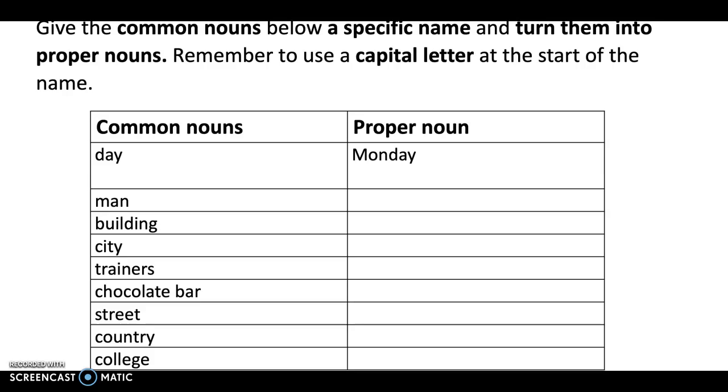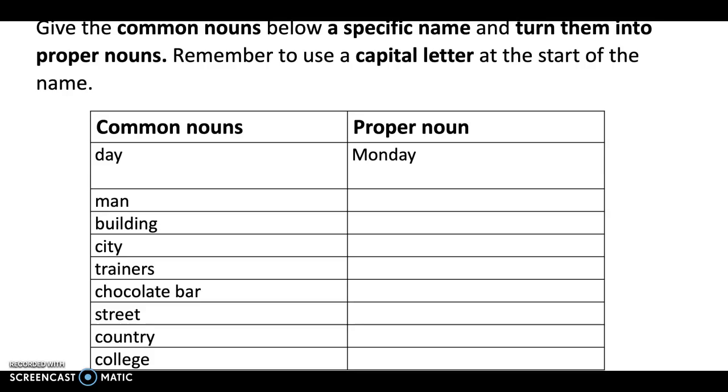Now you're going to give the common nouns below a specific name and turn them into proper nouns, remembering to use a capital letter at the start of the name. For example, day. That word is a common noun because we have 7 days of the week, so we have more than one. That makes it common. But when we give it a specific name, Monday, it becomes a proper noun because it's a specific day of the week and we only have one Monday.